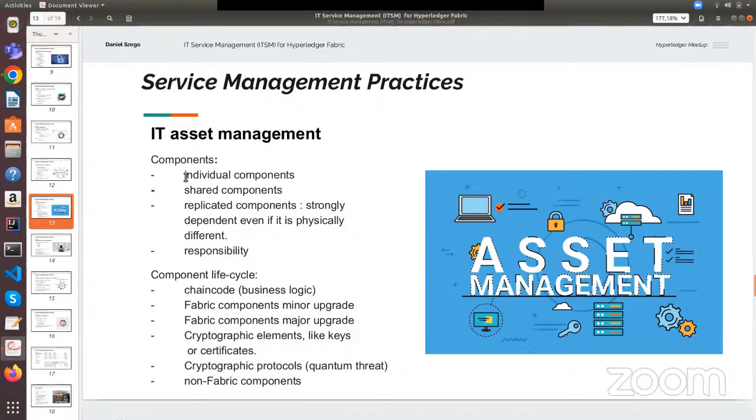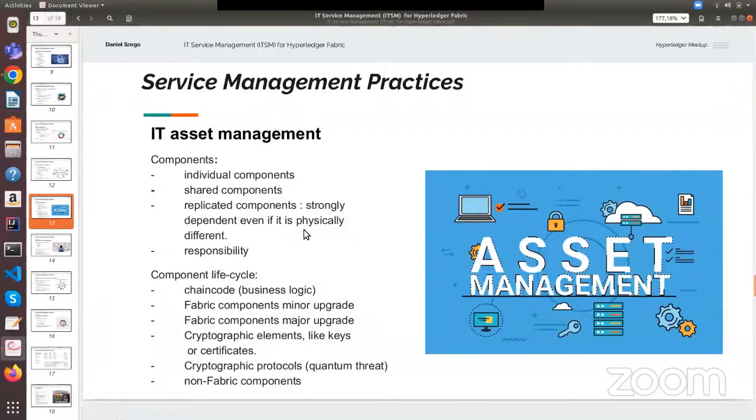It's important to consider individual components. Usually you have a shared component. In Hyperledger Fabric, you don't have shared components. A shared component is, for instance, an infrastructure which is used by many different companies. So you don't have the classical shared components. What you have, I would say, is called replicated components. These are independent components, but they are strongly dependent on each other, even if they are physically different.